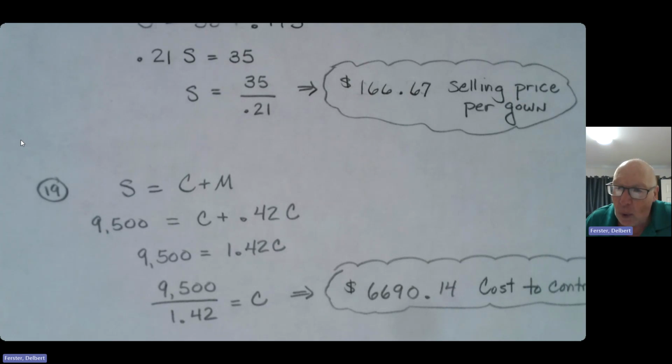$6,690.14. Again, be careful. Is your markup based on cost or is your markup based on selling price? On problem 19, Cam's Cabinets, we're basing 42% on cost. So it's a straight shot into the algebra setup, make your algebra work for you, and one step divide and you're out. Problem 19 in the books. Let's slide to 20.